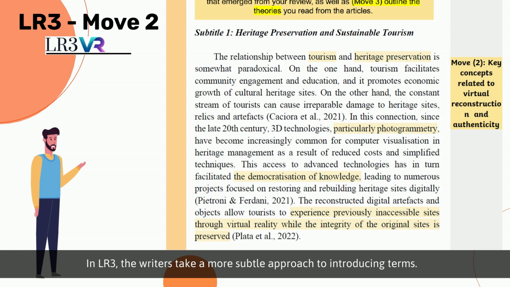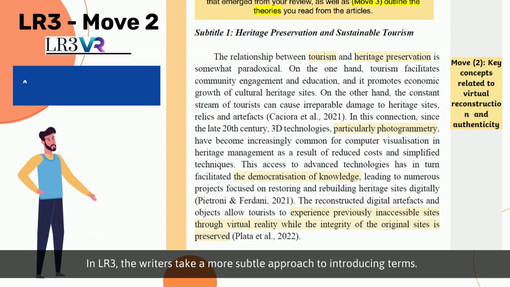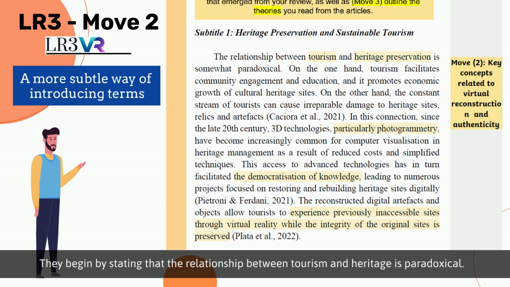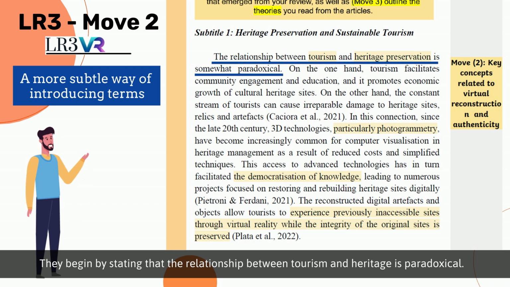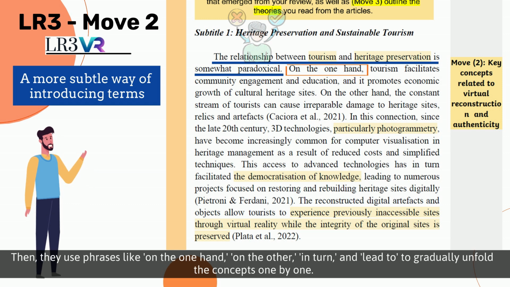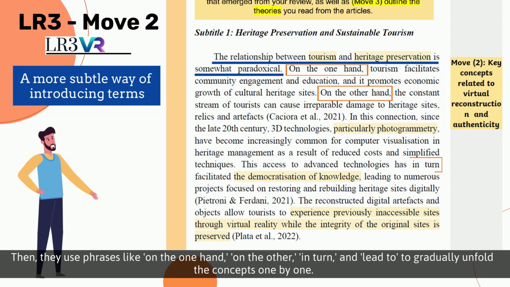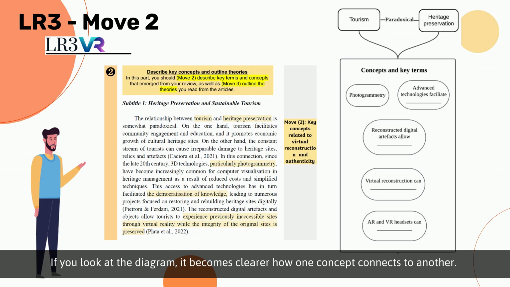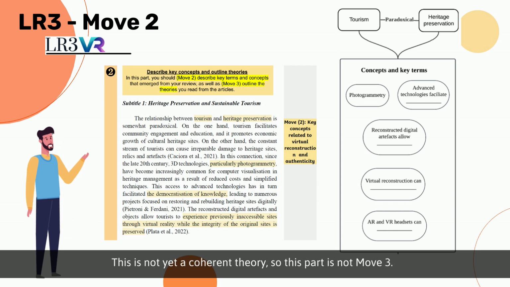In LR3, the writers take a more subtle approach to introducing terms. They begin by stating that the relationship between tourism and heritage is paradoxical. Then they use phrases like "on the one hand," "on the other," "in turn," and "lead to" to gradually unfold the concepts one by one. If you look at the diagram, it becomes clearer how one concept connects to another. This is not yet a coherent theory, so this part is not Move 3. Instead, they have introduced some basic concepts to the reader.